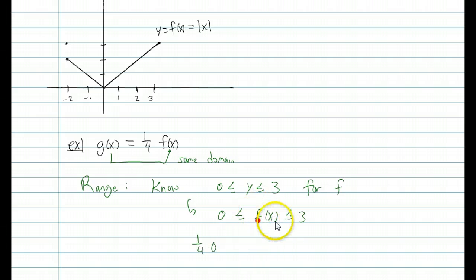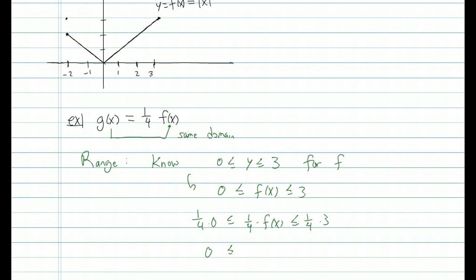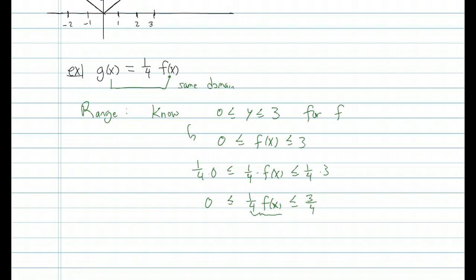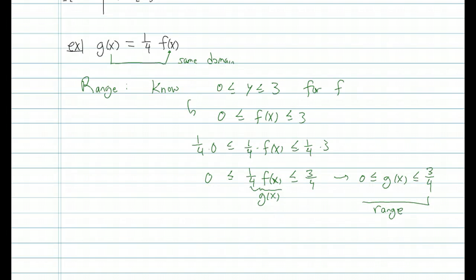Now, we want to make this look like our function g, and all we have to do is multiply it by a quarter to make that happen. So we have to multiply left, right, and middle by 1/4. Doing that, 0 times a quarter is 0. We get 1/4 f of x, and that's less than or equal to 1/4 times 3, which is 3/4. That tells you the new range for g because we have the formula for the function g right in the middle. It says that g of x, the output values for g, lie between 0 and 3/4. That's our new range for our function g.